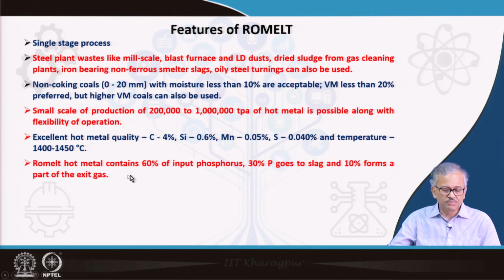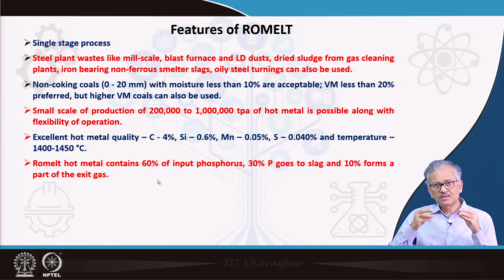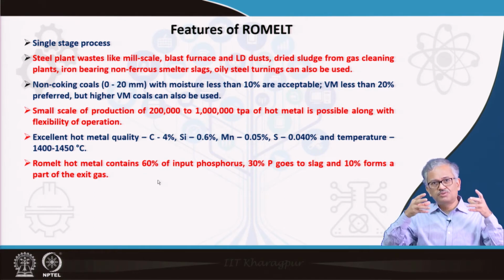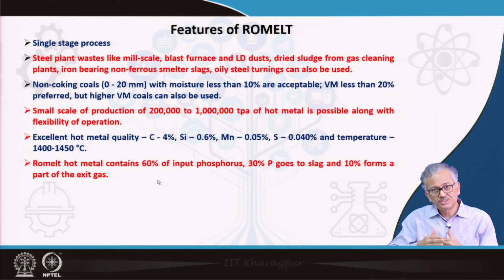You can see Romelt hot metal contains 60% of input phosphorus, and 40% goes off. How? 30% of phosphorus is partitioned into the slag, and 10% can move with the exit gas. So around 60% of the ore phosphorus reports to the hot metal, 40% goes off. That is the advantage, because the slag is in some kind of emulsion form, and efficient partitioning takes place in the presence of FeO in the slag.